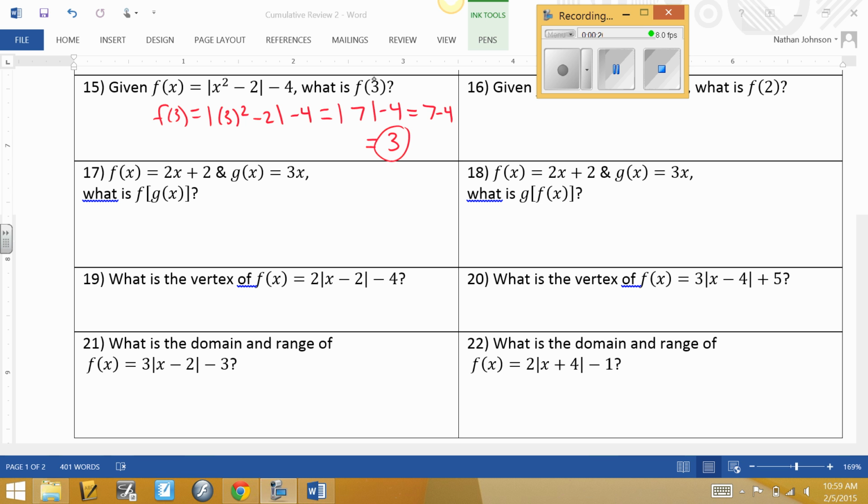We take a 3 in the place of x, we put that 3 there. And I solve out everything inside the absolute value brackets first. 9 minus 2, so that gives me 7. And then this minus 4 is still there. And the absolute value of 7 is still just 7. So 7 minus 4 gives me 3. Or in other words, when x equals 3, the value of the function is also equal to 3. Try out problem 16. See if you can get that one figured out using the same techniques.